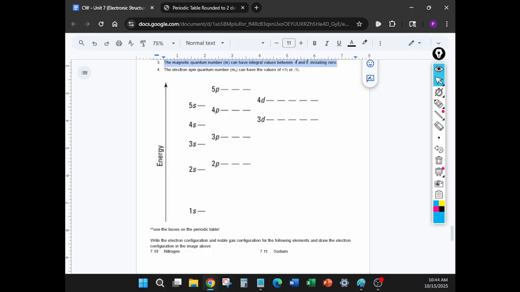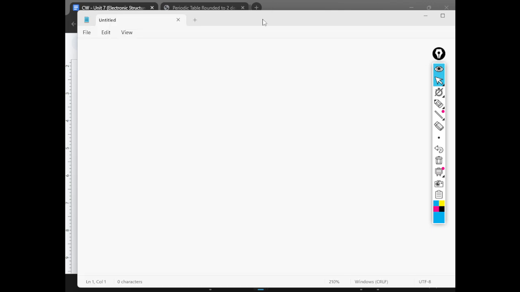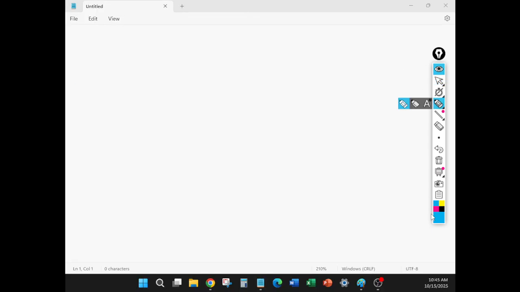On your paper, I don't want you guys to draw this. We're going to go through it one element at a time. So I'm just going to put up a blank screen, and then I'll explain it as we do the problems. We're going to draw the electron configuration. Let's start with the easiest one, hydrogen. I do want you guys to get this on your paper.